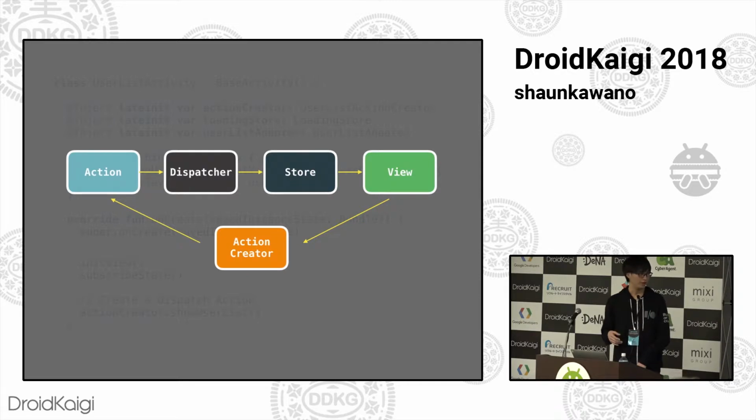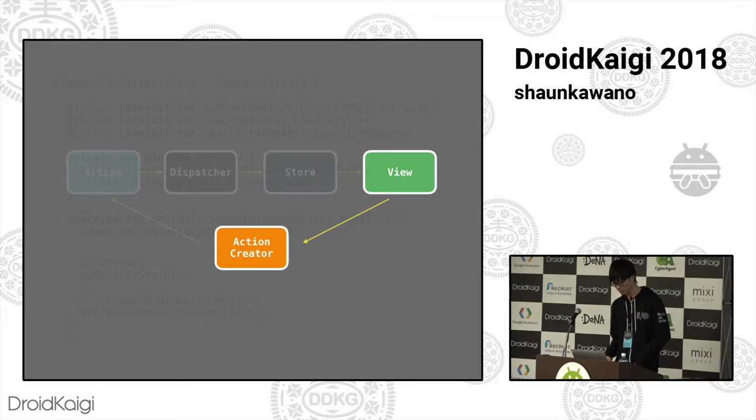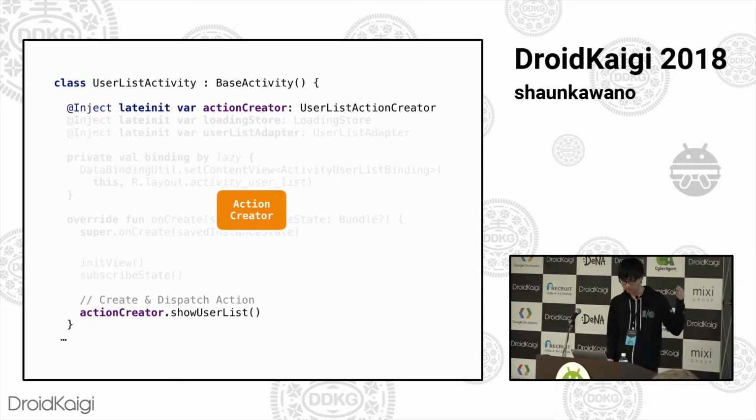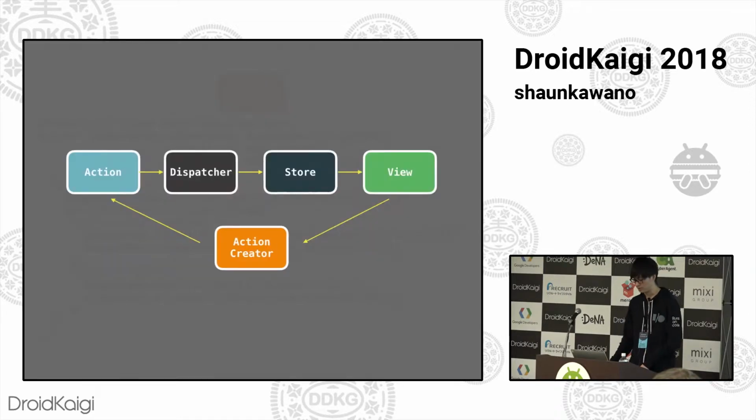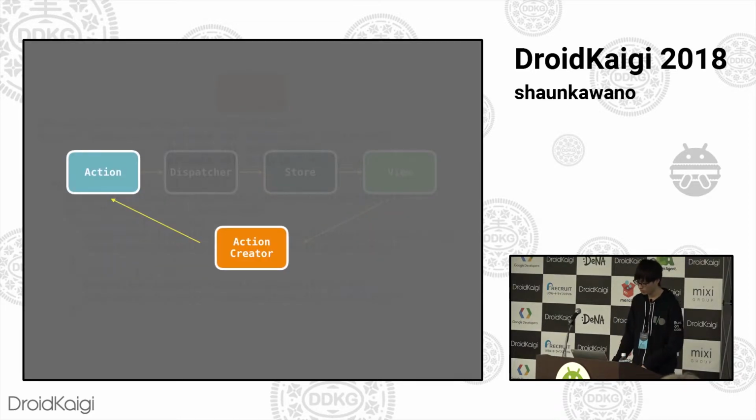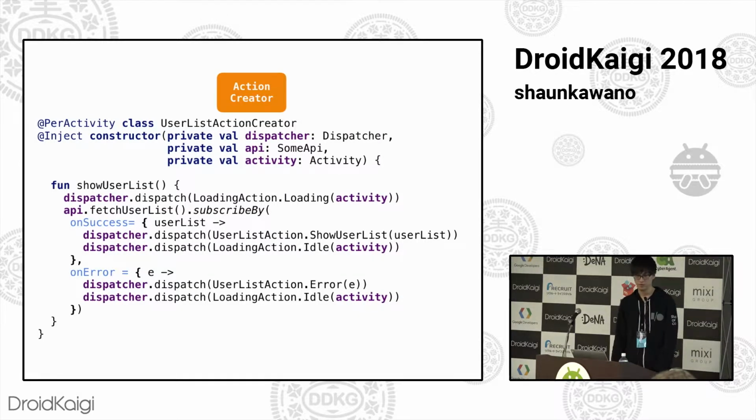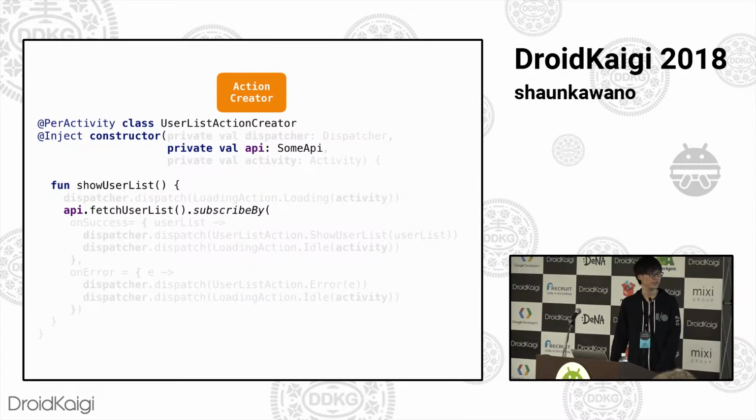So I'll quickly go through. From view to action creator, I already called action creator's function. So this is the part where we move from view to action creator. And from action creator to action, we're going to create an action inside action creator. So this is the action creator, how it looks like.